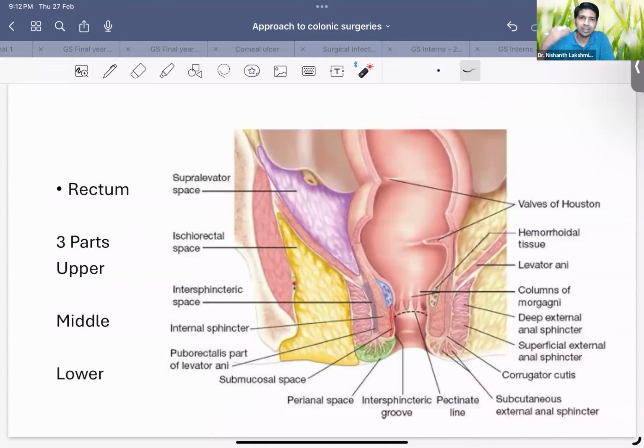Now coming to rectum, rectum has 3 parts. You're going to have the upper, the middle, and the lower rectum. Upper is covered by peritoneum both anteriorly and laterally.